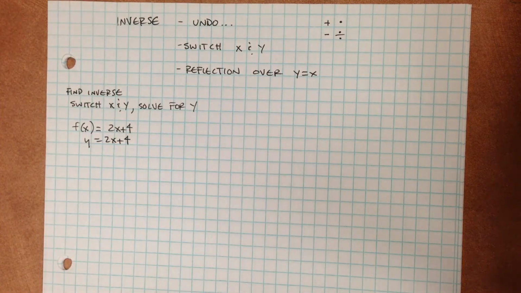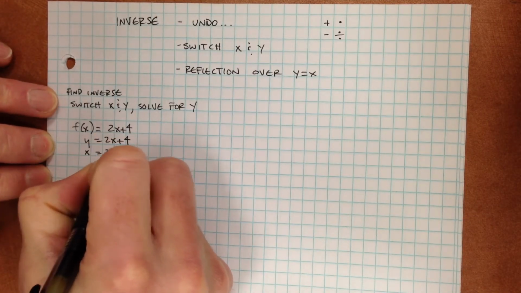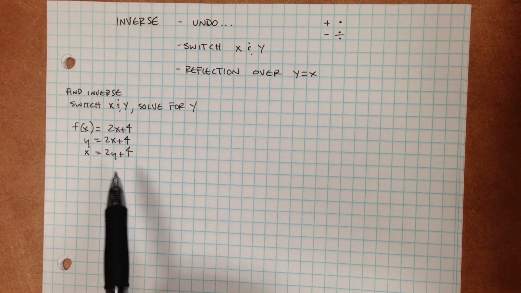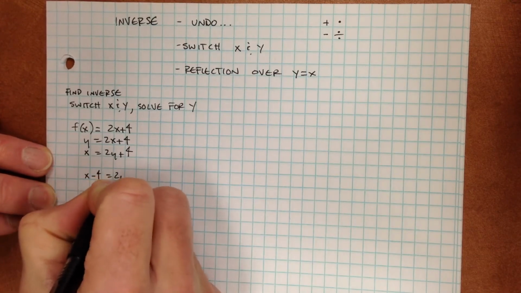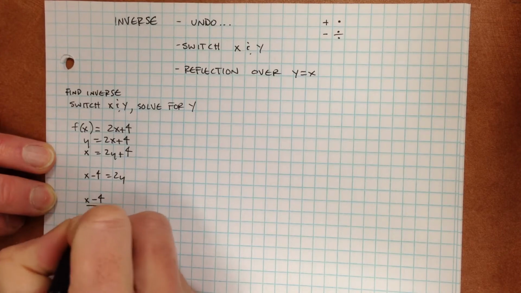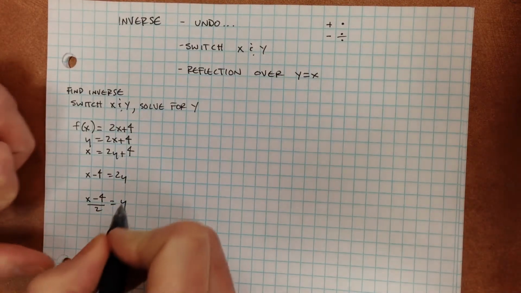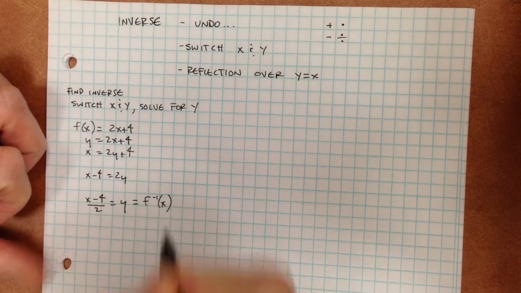Now we are going to come through and actually solve that thing. We're going to do our switch, then we're going to solve it for y. So swap places: 2y plus 4. Now we need to get this y value all by itself, so subtract 4, divided by 2. There you go, we have solved for y, and that actually is our inverse, f inverse of x.